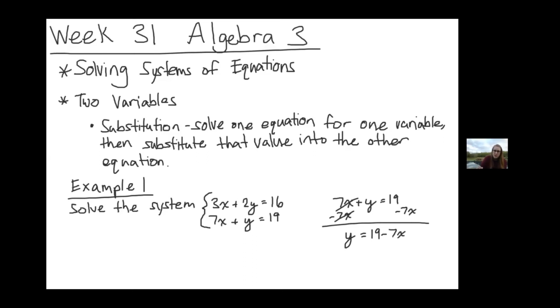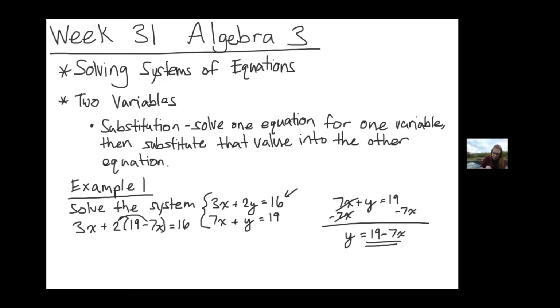Okay, then we're going to look at the other equation, which is 3x plus 2y equals 16. And instead of y, we're actually going to plug in 19 minus 7x. So we have 3x plus 2 times (19 minus 7x) equals 16. Then we're just going to solve this equation for x.